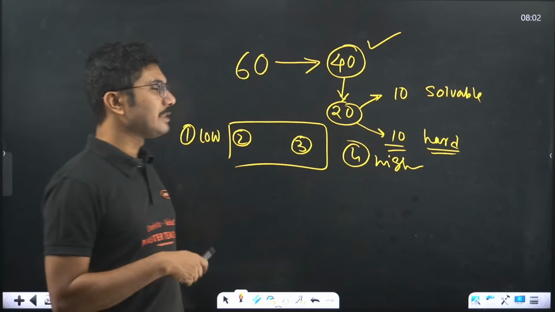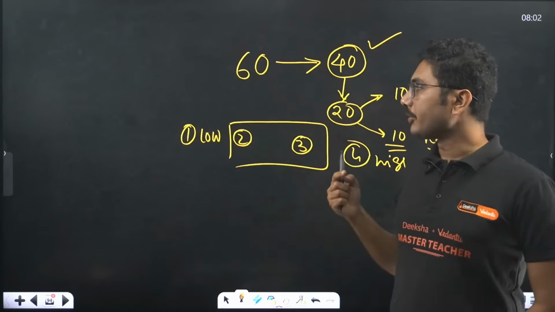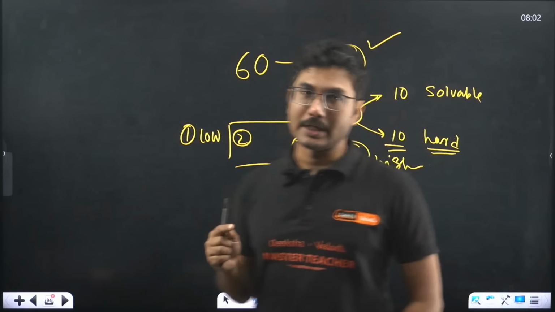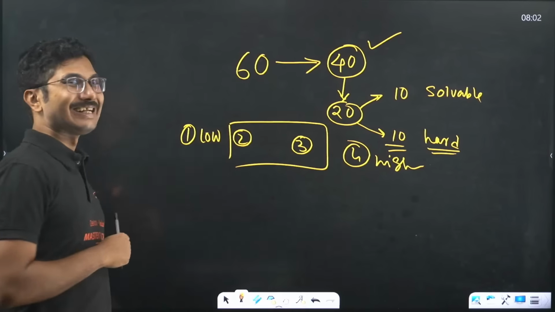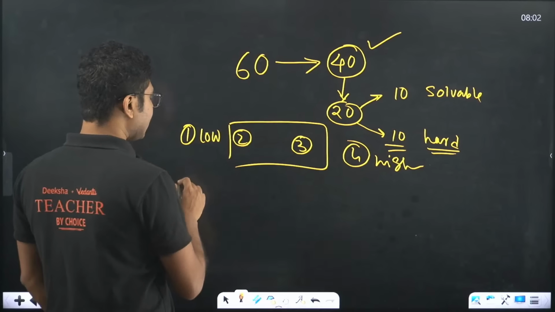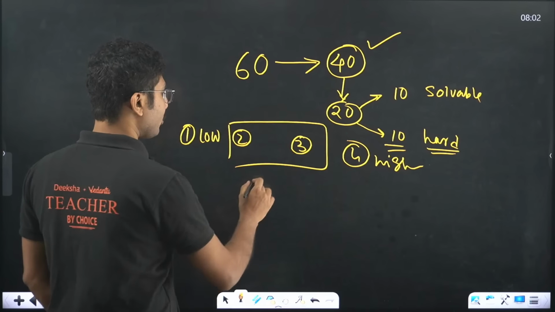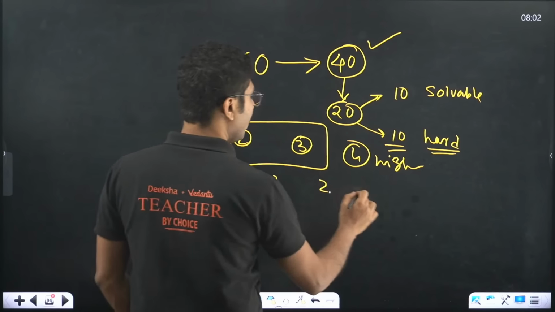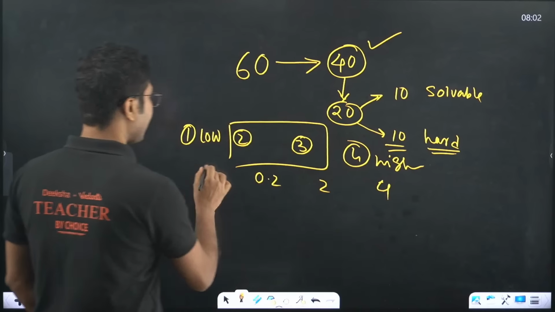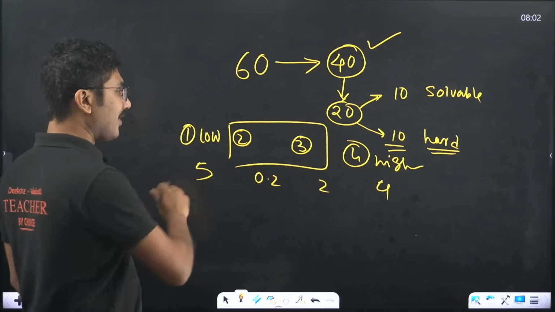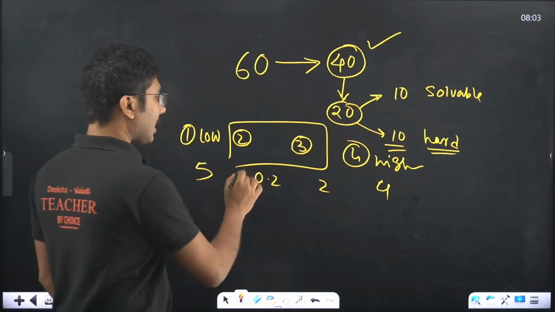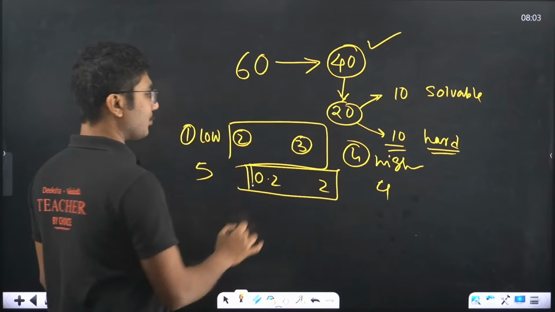Logically, sometimes you might be able to understand, and sometimes you may not. There is one more trick: in some cases the values are repeated in the options. Suppose the options are 0.2, 2, 4, 5. If the values are given like that, the answer is likely to be between these two.